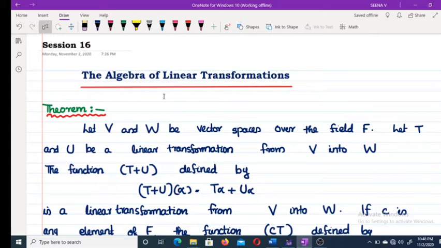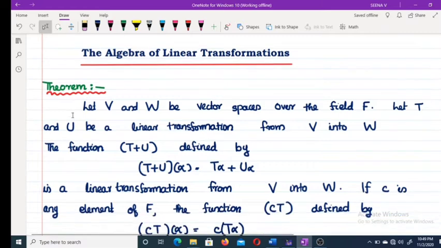In the last two sections we have discussed linear transformation. Also we have discussed the rank nullity theorem. Now we are moving to our next section, algebra of linear transformation. What is actually the algebra of linear transformation? We have to consider the set of all linear transformations, and we are discussing addition and scalar multiplication in this collection. Okay, so there is one theorem.